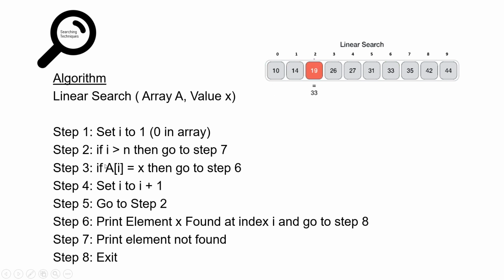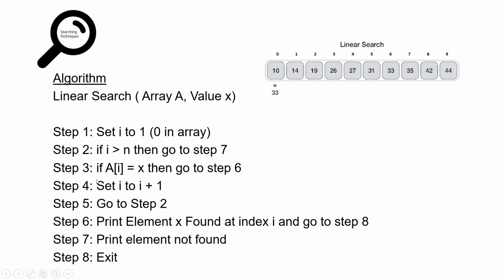So, if array A, index of i, which is 0, is equals to x. Ang x natin yung value, yung ating search criterion. Pag siya ay magkatugma, pupunta tayo sa step number 6, which is, ipiprint natin na si element x ay nakita sa index number i. But since yung hinahanap natin is number 33 at index number i or index 0, ay hindi nag-match. So, therefore, kailangan natin mag-increment. So, si i ngayon ay magiging 1.